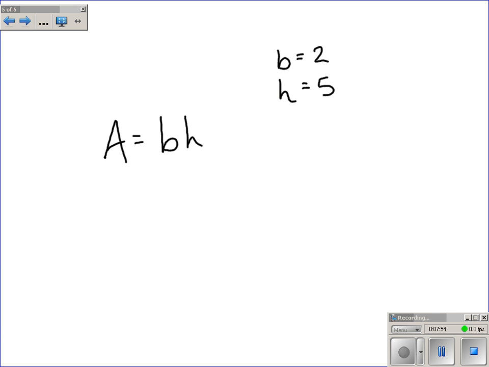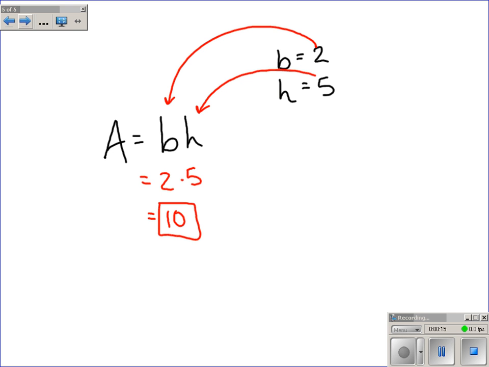In for the b, I will plug 2. And for the h, I will plug 5. 2 times 5. Now, when two numbers or two variables are written next to each other with nothing in between them, what that means is multiply. So 2 times 5 is 10, and that would be my answer. I'm not really given any units.